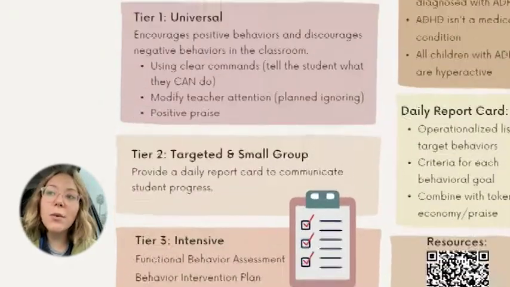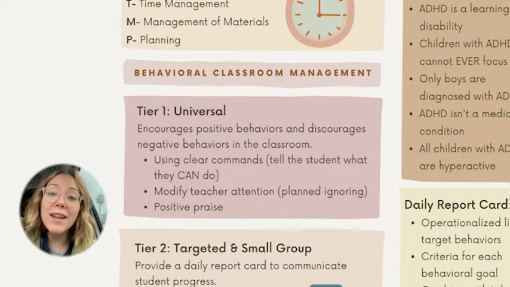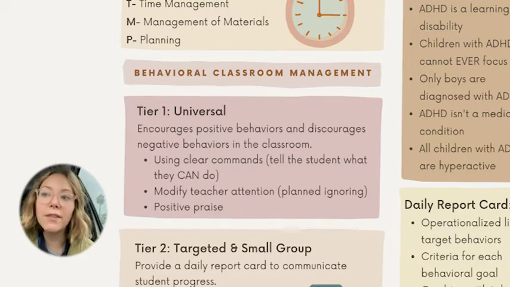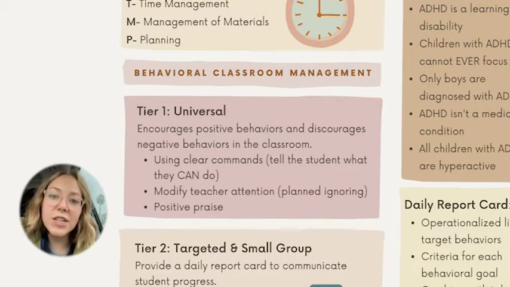Other support that we looked at was behavioral classroom management. And so this one, if you think about a multi-tiered system of support, so if we think about that triangle with 3 tiers of intervention, at the tier 1 level, all students can receive support on the behavioral classroom management systems, such as using clear commands and using positive praise so that behaviors are encouraged while negative ones are discouraged. That's kind of an easy universal one.